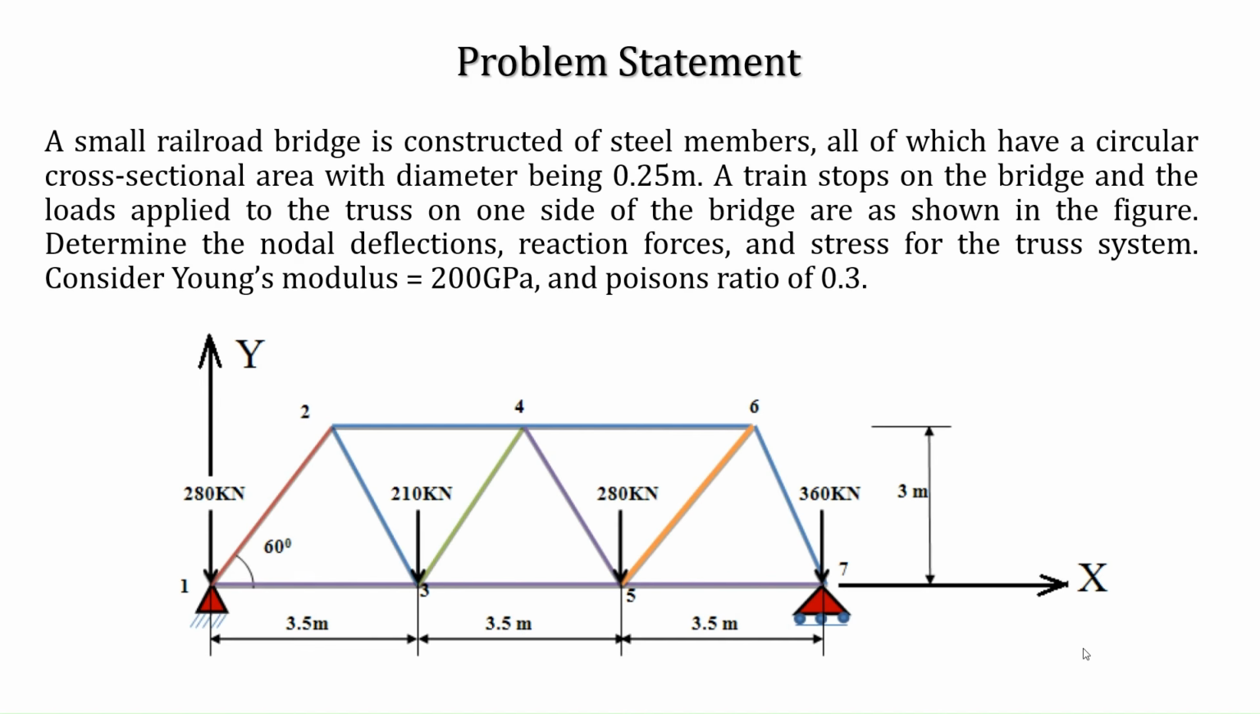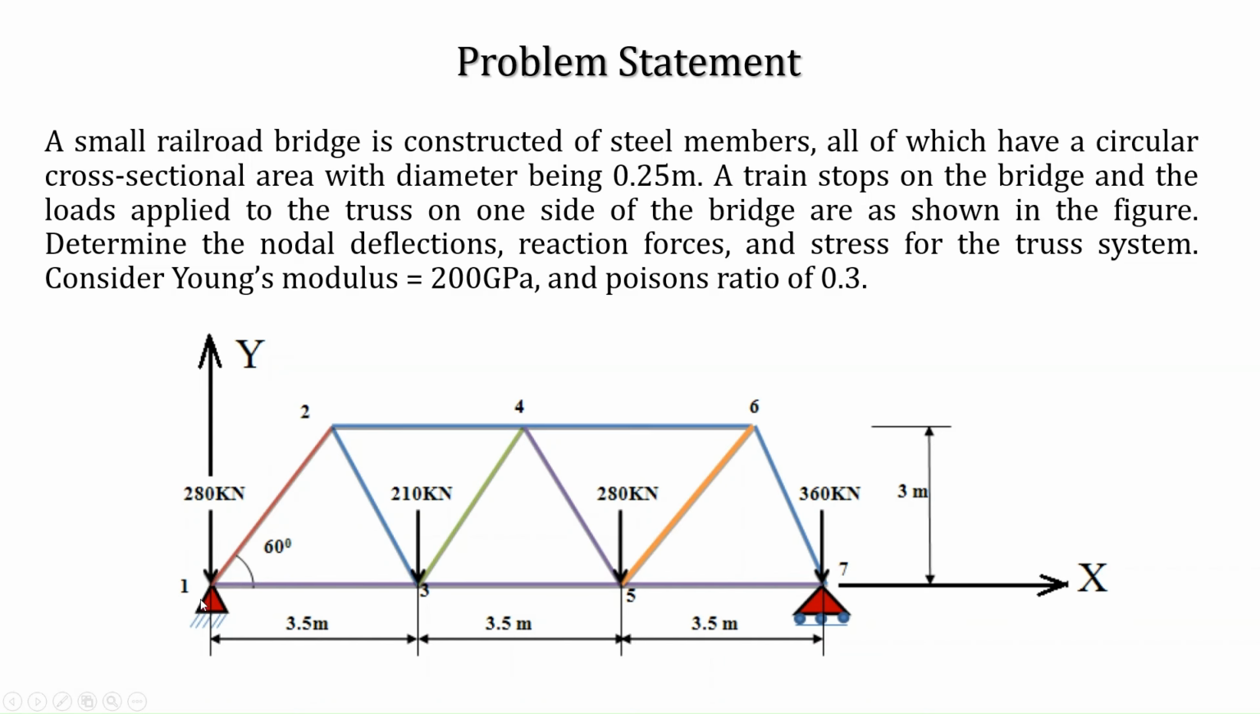So, as you can see in the figure which is given, it is composed of a total of 7 nodes, and we can model this using the triangular structures as shown here. Each section has a length of 3.5 meters, and the total height of the section is 3 meters. You can also see that the angle of 60 degrees is given here. There are a total of 4 loads acting, at nodes 1, 3, 5 and 7.